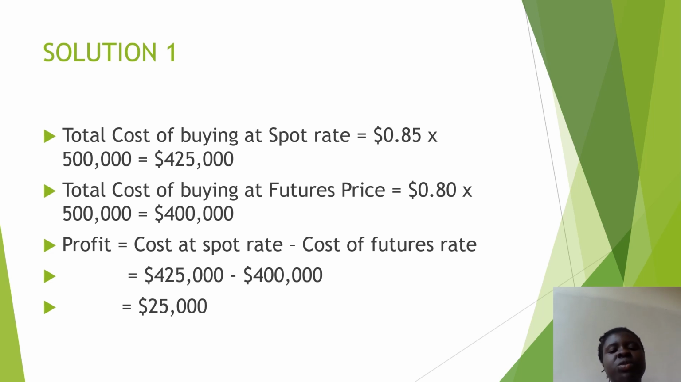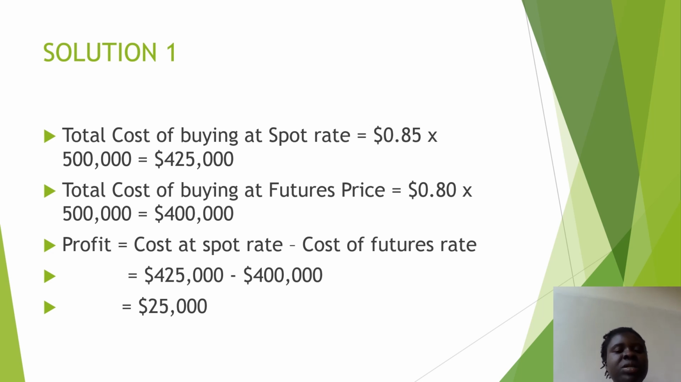So what will be the profit to this person? It will be the cost at the spot rate minus the cost at the futures rate. Since the spot rate is greater than the futures price, the person is going to make a profit. Imagine the person buys the 500,000 euros for that one contract from the other party in the futures contract. The person is paying $400,000.